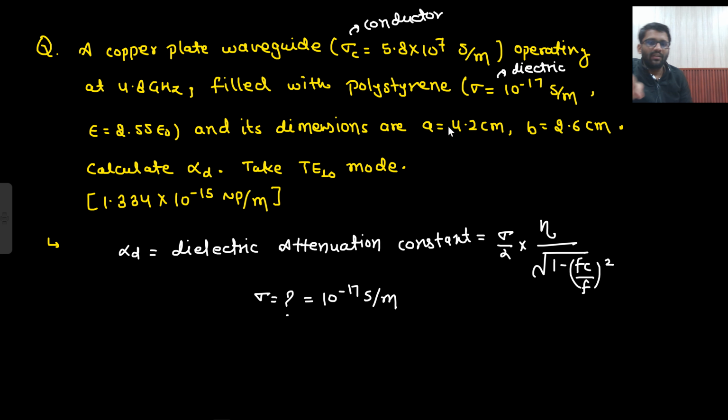Epsilon r value is given, dimensions are given, TE10 mode is given. Try solving this question. You can do it on your own. Certainly you can do it on your own. I will take a pause. You can try solving this question. Yeah, so let's start now.